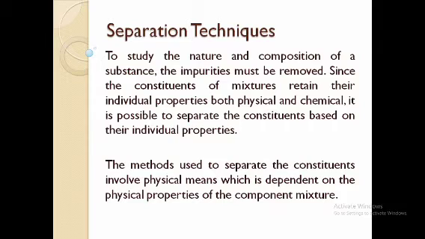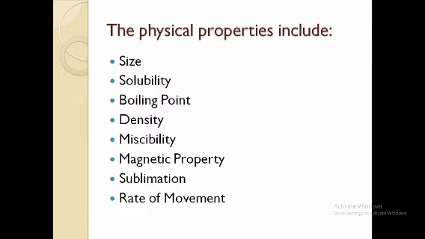Since the constituents of a mixture still retain their individual properties, both the physical and the chemical properties, it's possible to separate the constituents based on their individual properties. So there are methods used to separate the constituents of a mixture, and these methods are based on physical means. In other words, we are using the physical properties of these mixtures to separate the individual components. Let's look at some of the physical properties we use.